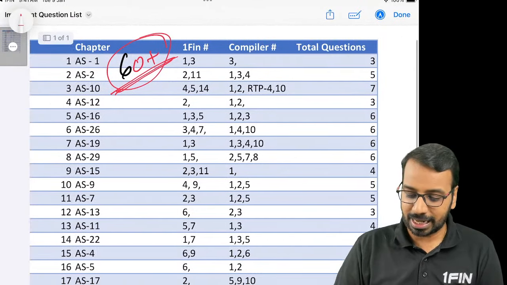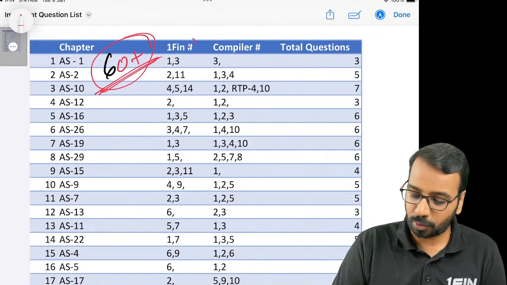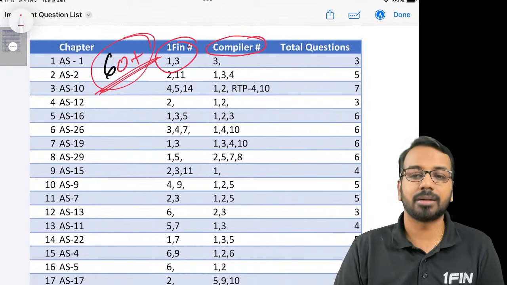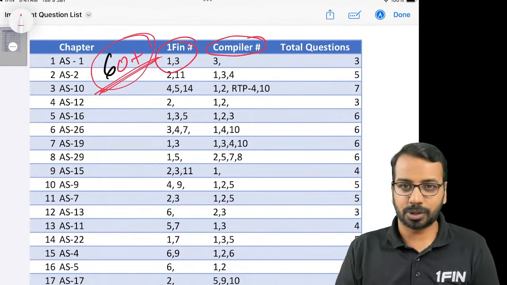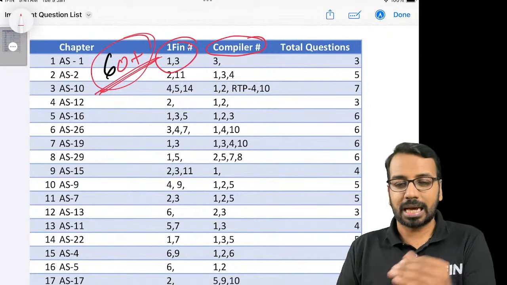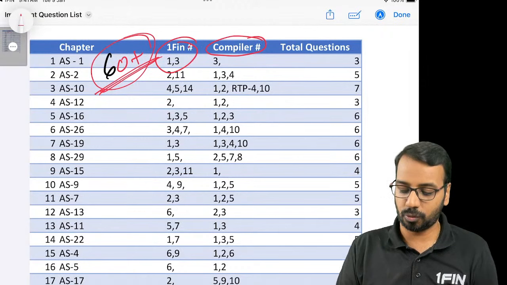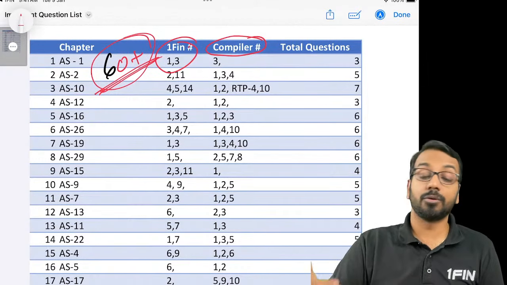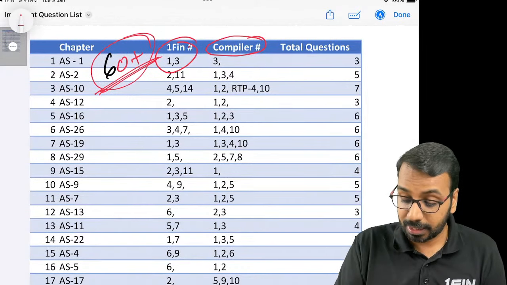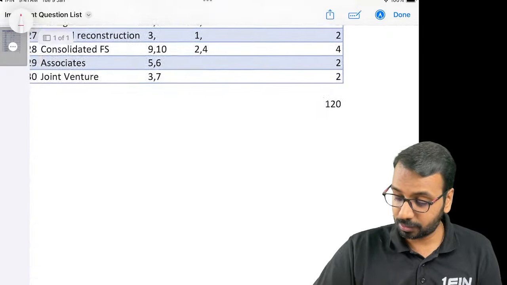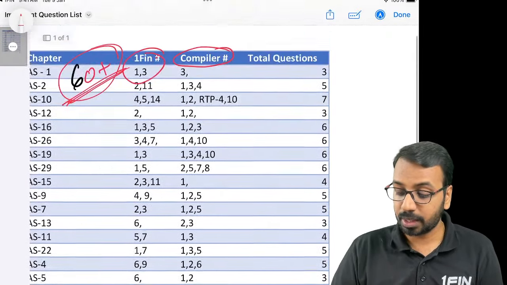Now what does this list have? This list has questions from our material and compiler that is available in free resources. The link to download all of these I will give you in the comment section once the live session is over. So how you have to use this particular list is, there are questions, and I've made a list of, here you can see, 120 questions.